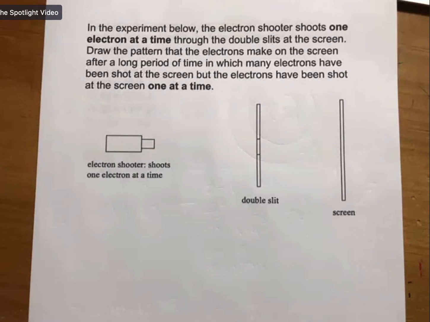The electron shooter shoots one electron at a time through the double slits at the screen. Draw the pattern that the electrons make on the screen after a long period of time in which many electrons have been shot at the screen, but the electrons have been shot at the screen one at a time.